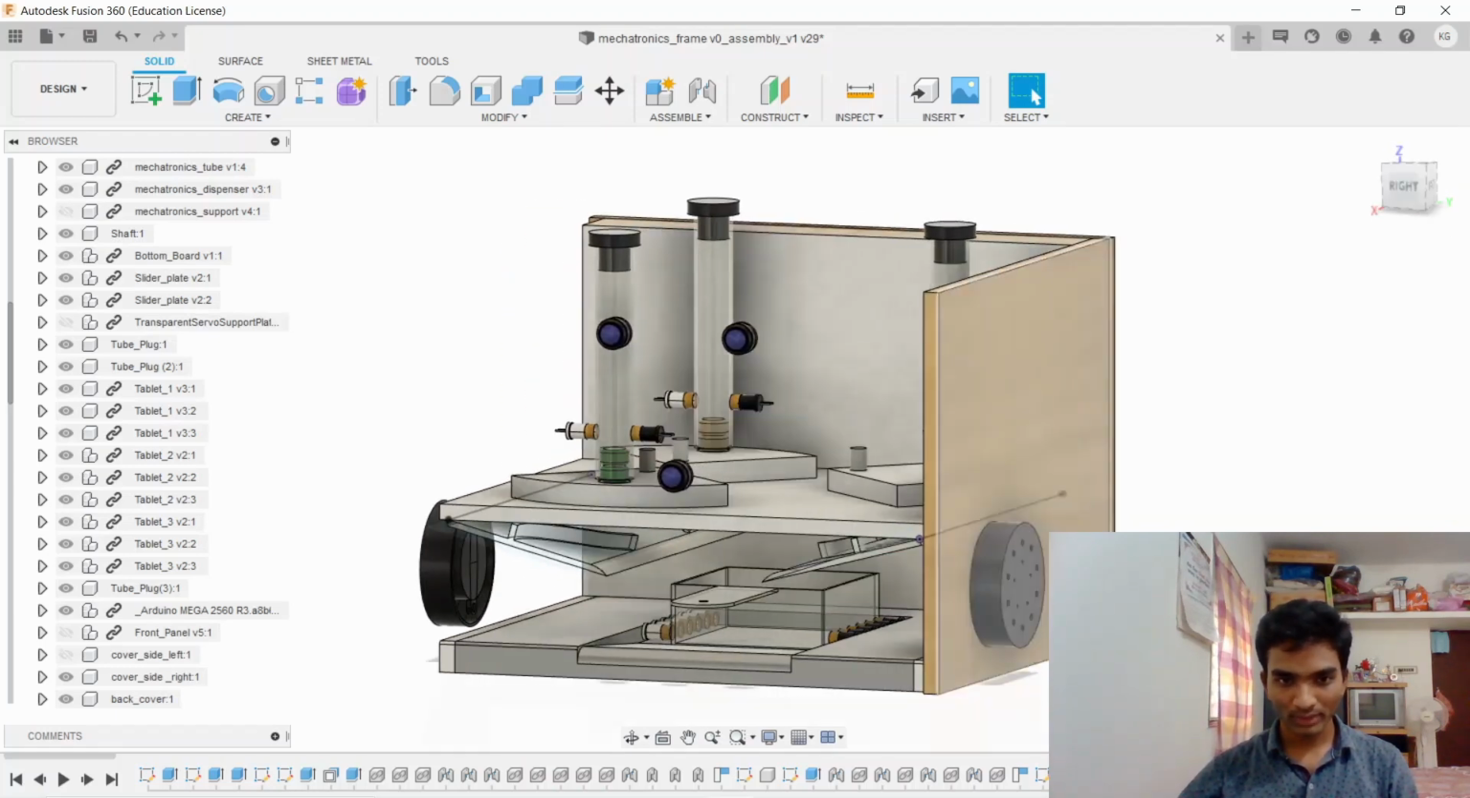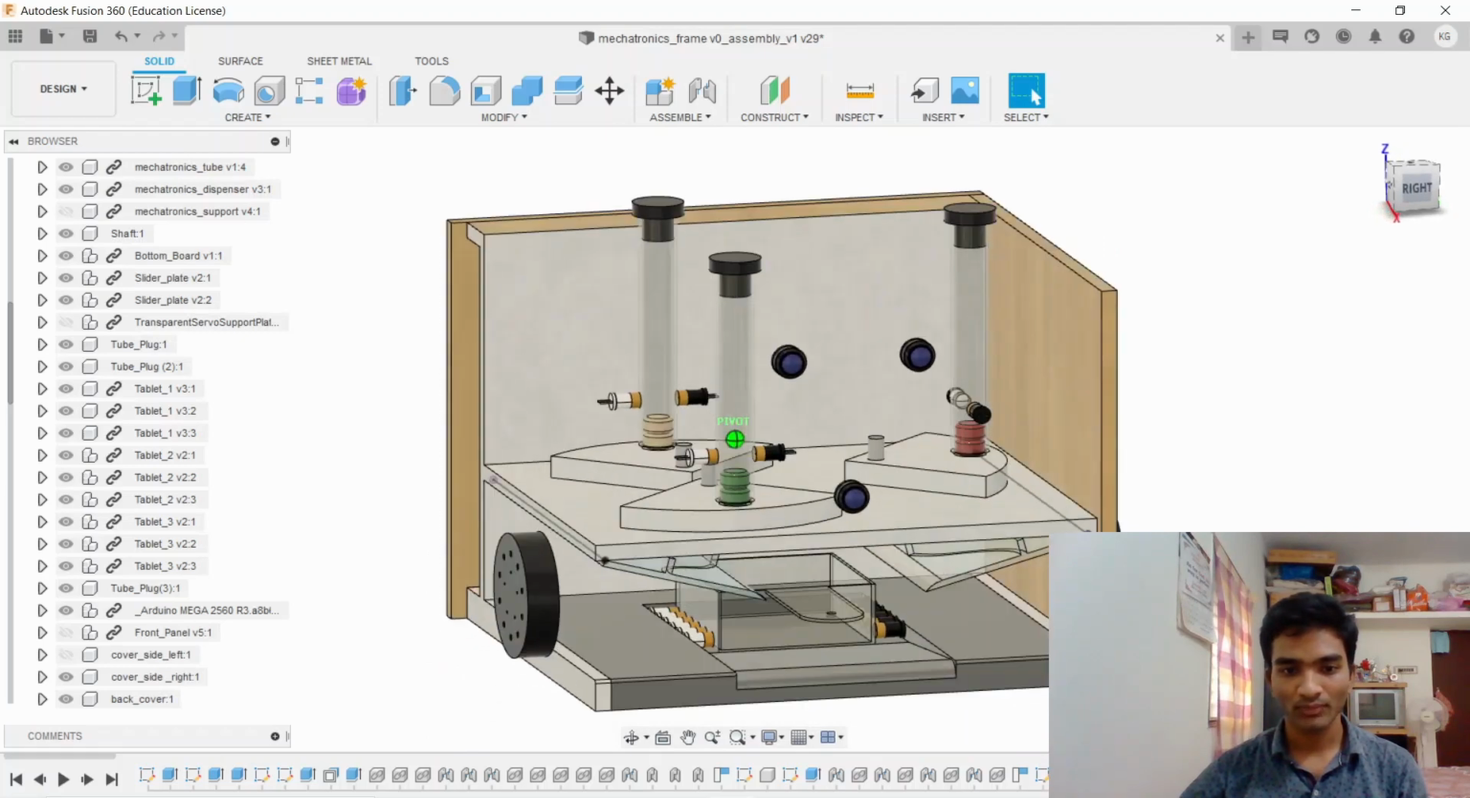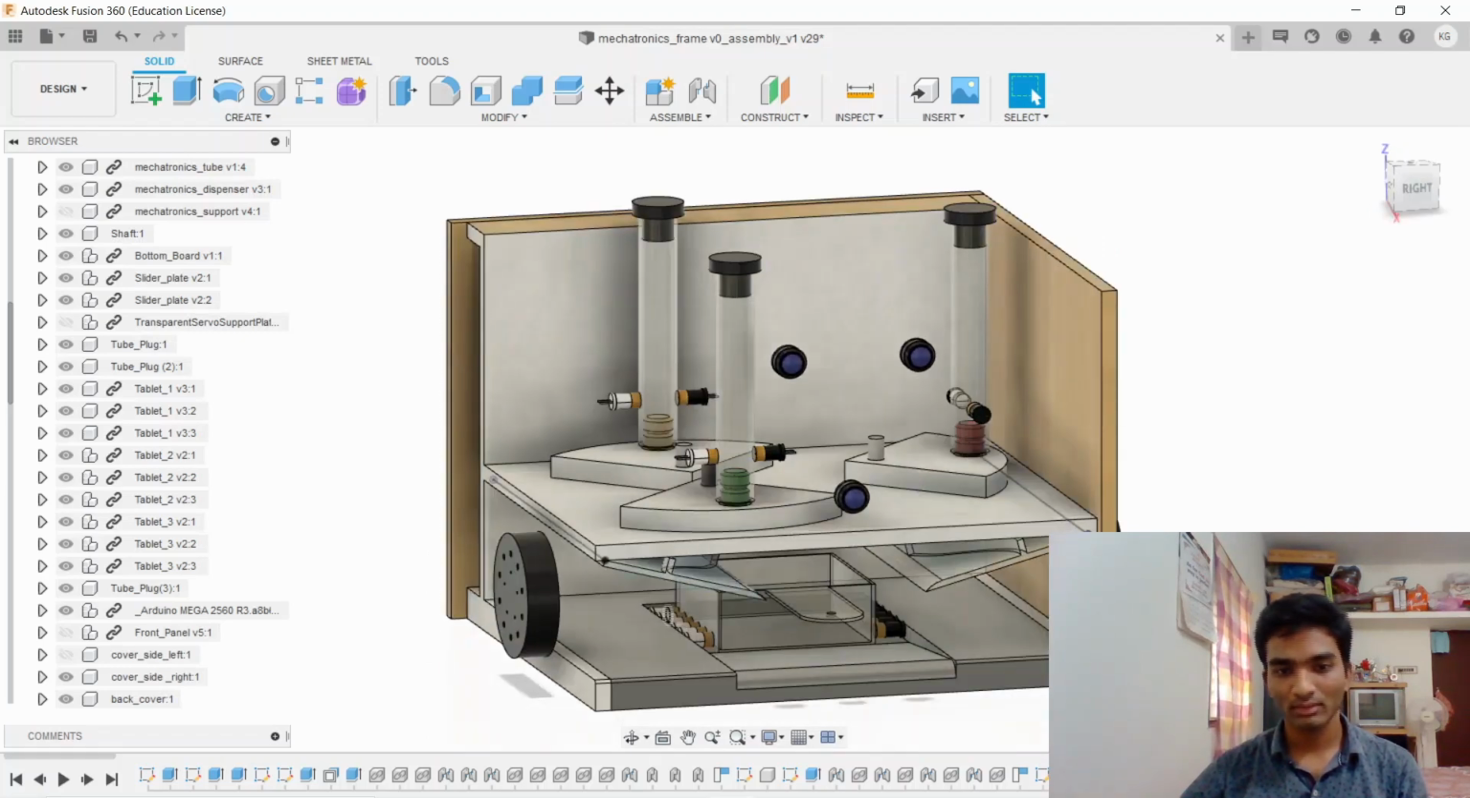We have some basic curves on the slider. This is for the purpose of guiding the medicine pills. Wherever the medicine falls on this slider, it will slide in a particular way and fall into the dispensing cup. So here we have three.